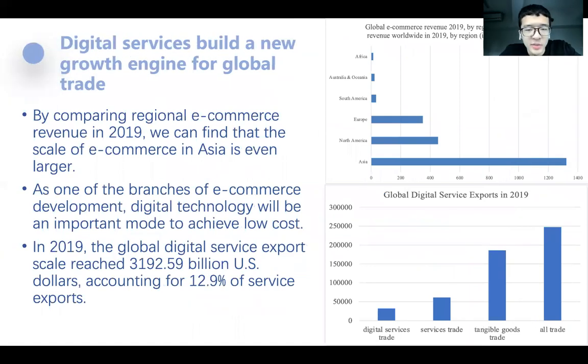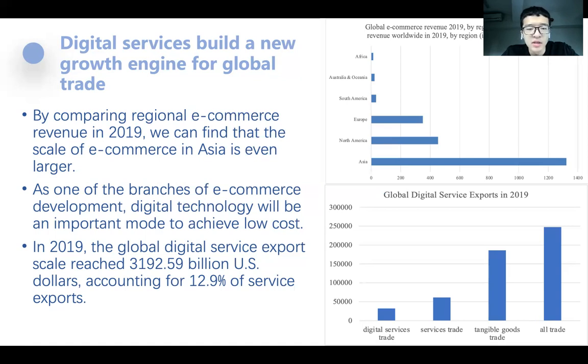In international trade, e-commerce plays an important role, especially in the information era. E-commerce is favored by virtue of its rapid information transmission. By comparing regional e-commerce revenue in 2019, you can find that the scale of e-commerce in Asia is even larger. As one of the branches of e-commerce development, digital technology will be an important mode to achieve low cost. The global digital service trade has grown steadily with the rapid development of the global digital economy. Increasingly, peer transactions have greatly promoted the development of digital service trade.